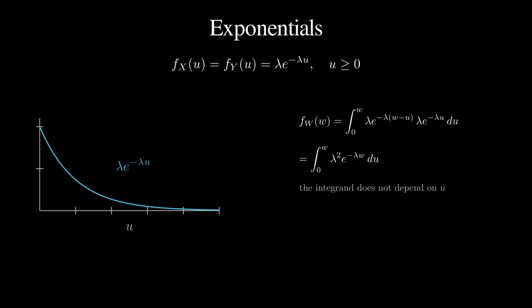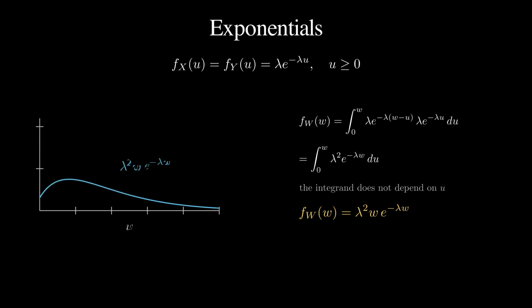The integrand is flat, so the integral simply measures the length of the interval, and the density is lambda squared times w times e to the minus lambda w. That is the Erlang distribution with parameter 2 straight out of the gallery of densities, now derived, and it reads naturally. The sum of 2 exponential waits is the wait for the second arrival.